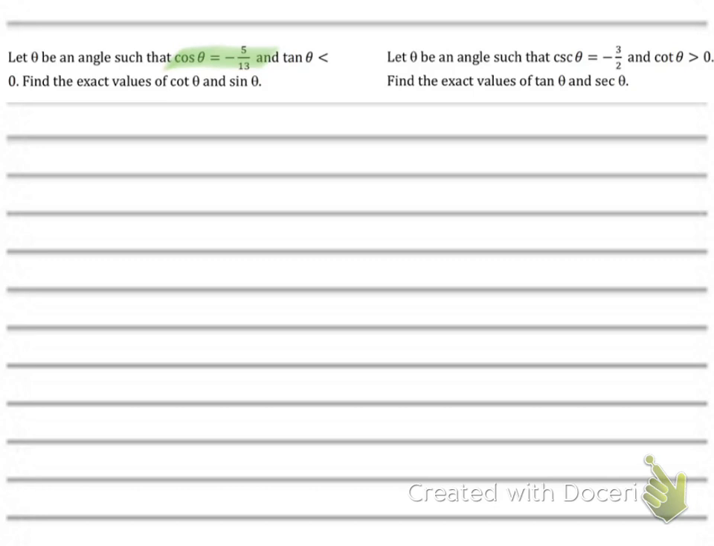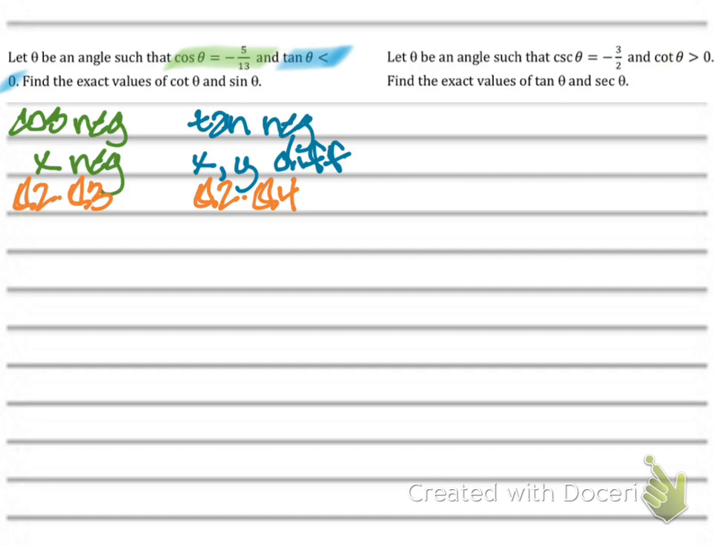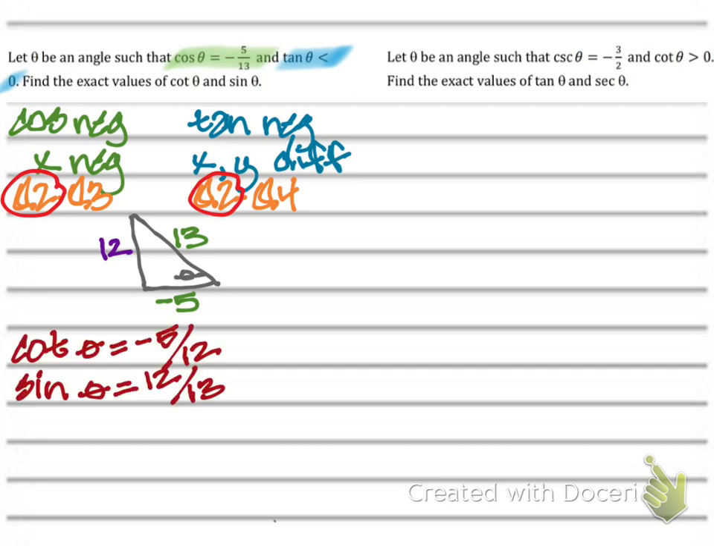First information gives me cosine is negative. That means x is negative, and that happens in quadrant 2 and quadrant 3. Then that tangent is negative. Tangent is negative where x and y are different, in quadrant 2 and quadrant 4. We must be in quadrant 2. Draw our triangle there, put our information on, use the Pythagorean theorem, or we just see, again, that's a 5, 12, 13. Once I have that, I can pull my information out.